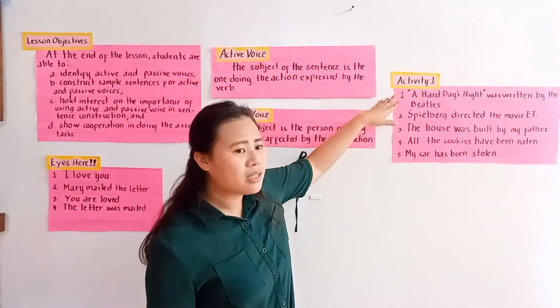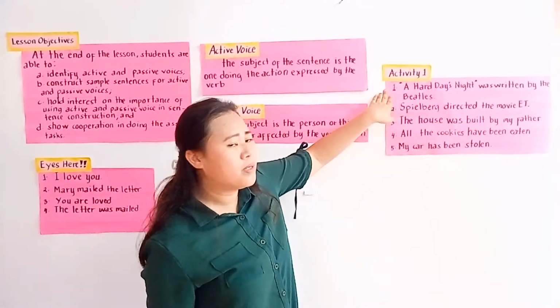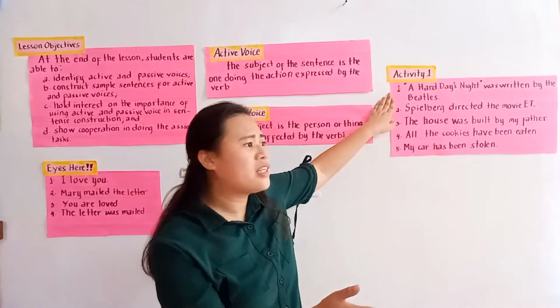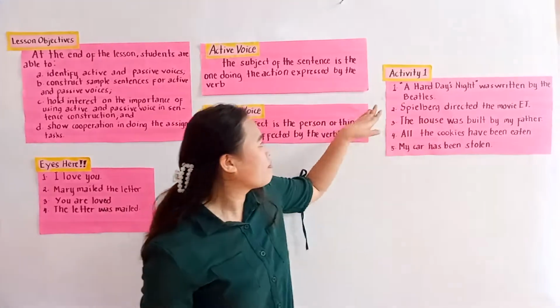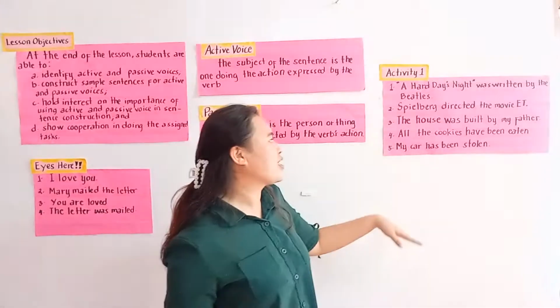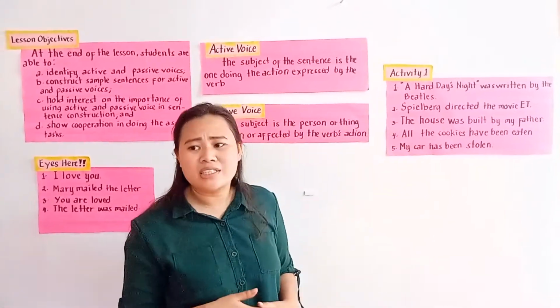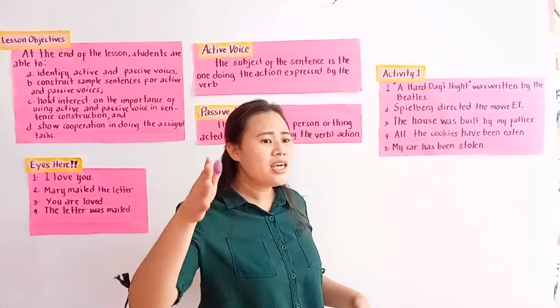So our first sentence, okay, very good, group 2. Okay, Hard Day's Night was written by the Beatles. Yes, very good, that is a passive voice. Second, yes, group 1. Okay, very good, that is an active voice. Third, yes, group 1 still. Okay, very good, that is a passive voice. Next, yes, group 2.